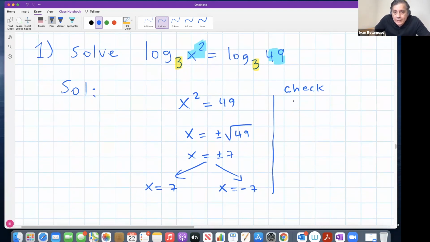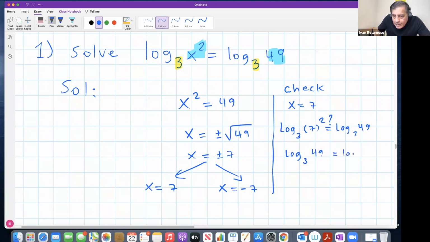All right, so let's check. Let's start with x equals 7. To check, you go back to the original equation, to this original equation that you were given to solve, and there you are going to substitute the candidate for a solution for x, right? And then you will ask yourself if this statement is indeed true, right? Let's see. All right, if you work this out, log base 3 of 7 squared, which is 49, equals log base 3 of 49, perfect match, right? So it means that it checks. So this one, good, right? Okay.